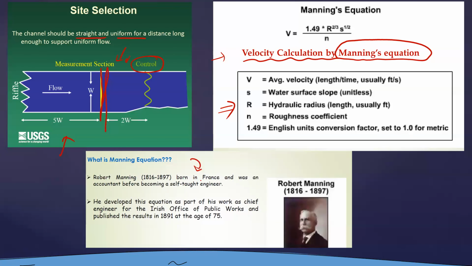So Robert Manning is a person from France, right? And he's an engineer and a hydrologist, and he developed this equation during 1891. So it's an old age equation, and we solve it. So where average velocity, water surface slope, hydraulic radius, roughness coefficient, all these conversion factors are being used.